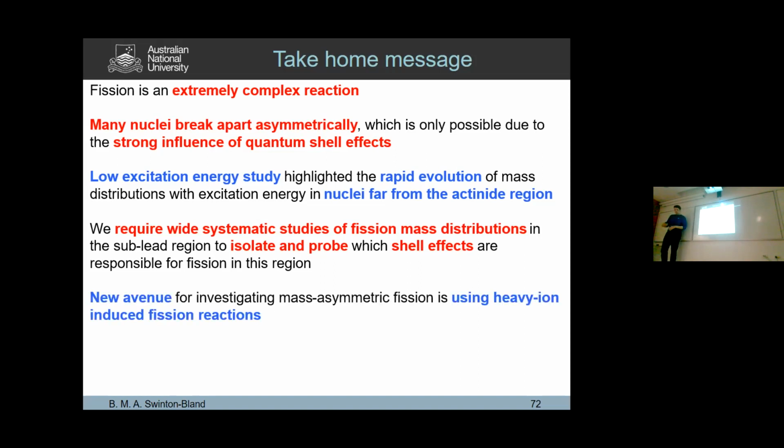And just to highlight that this is a very new thought process to use these heavy ion-induced reactions to study fission.